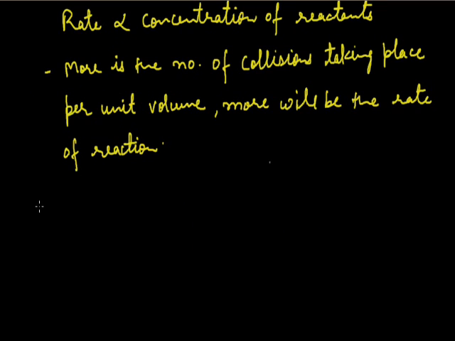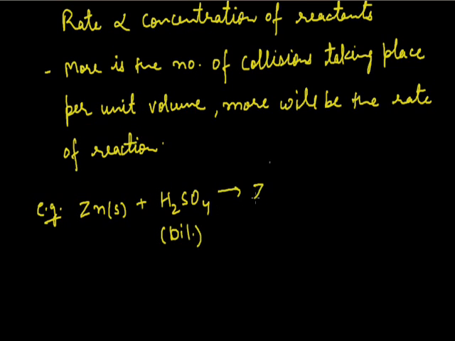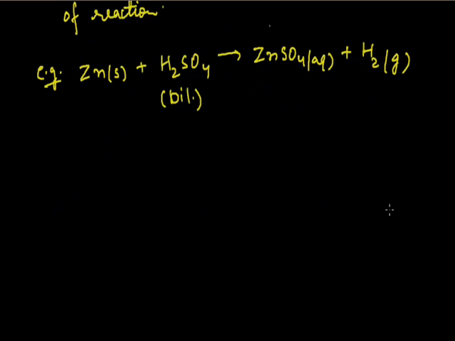To understand this, we'll take a chemical reaction, that is zinc reacts with dilute sulfuric acid, then zinc sulfate aqueous solution is formed, and along with it hydrogen gas is released. Now on increasing the concentration of H2SO4, the rate of evolution of hydrogen will increase.